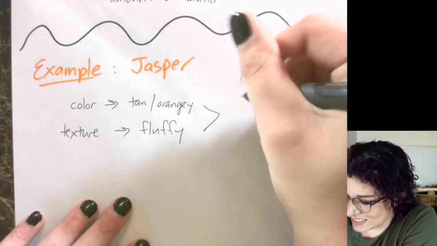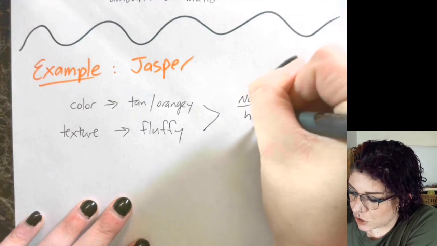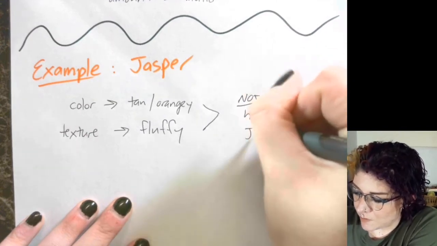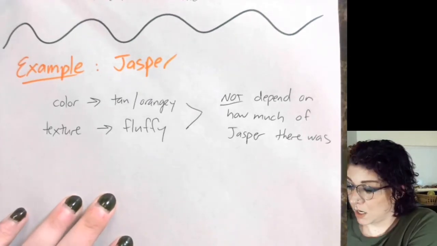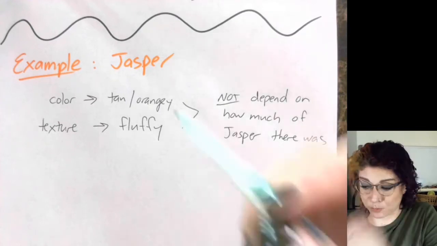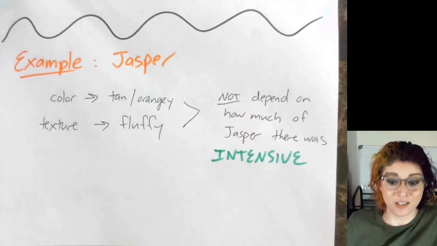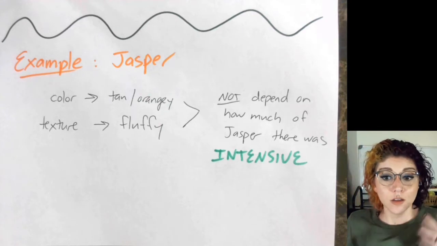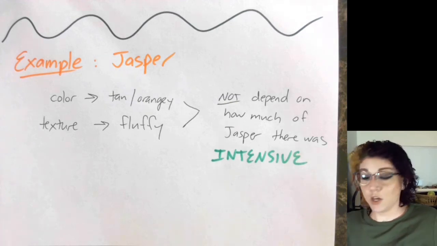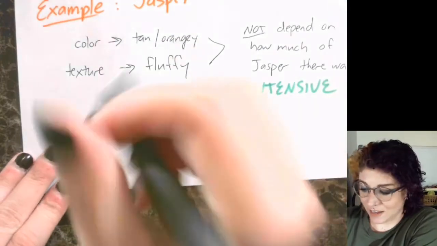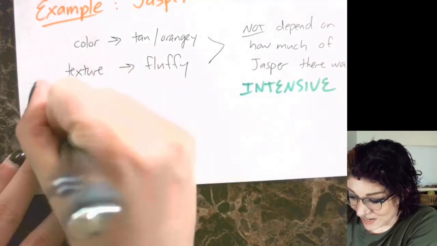So it did not depend on how much of Jasper there was. That means that these properties are intensive. Again, it wouldn't matter if he was small or big. Those properties are those properties. You might have also looked at him and said, he is quite big. And he takes up a lot of space.